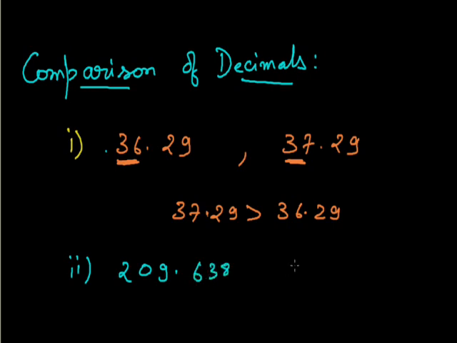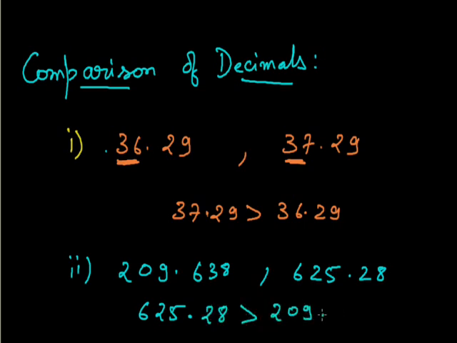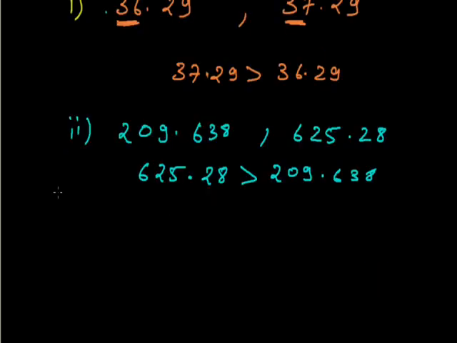Let us see another example. 209.638 and another number 625.28. Here also you can see that 625, the whole number part of the second number, is greater than the whole number part of the first number. So we can simply say that 625.28 is greater than 209.638.